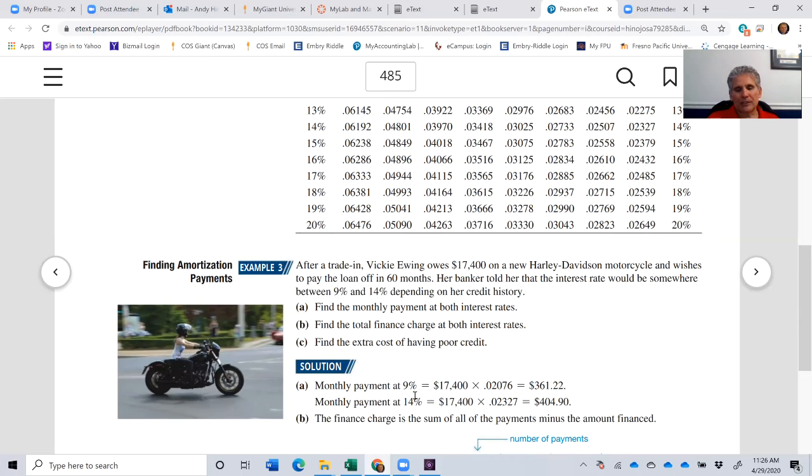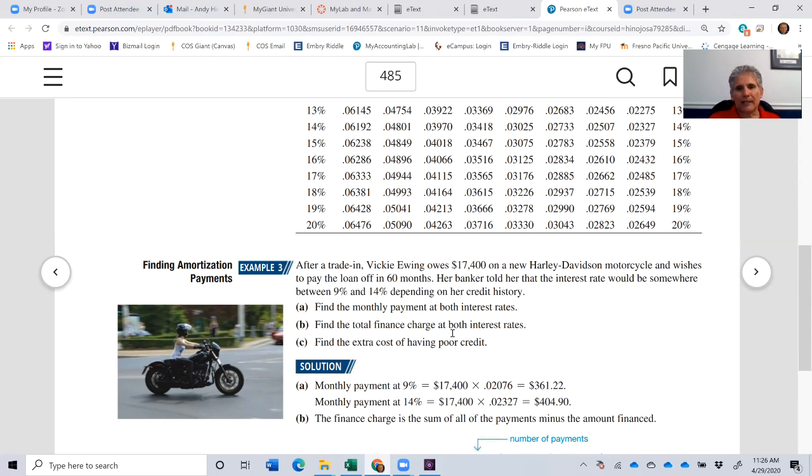The monthly payment at 9% is the balance, 17,400 times 0.02076 for the 9%. That gives us a monthly payment of $361.22. The monthly payment at 14% computes out to be $404.90.